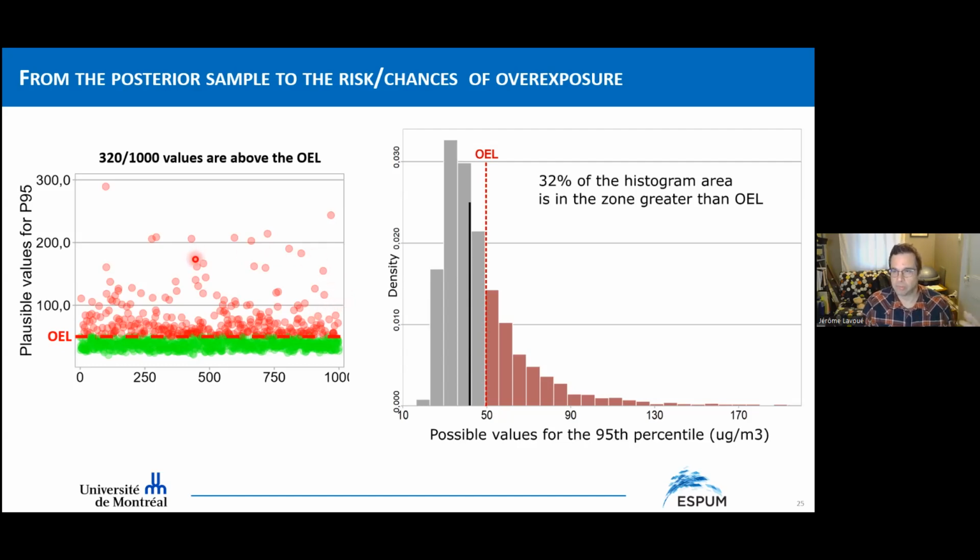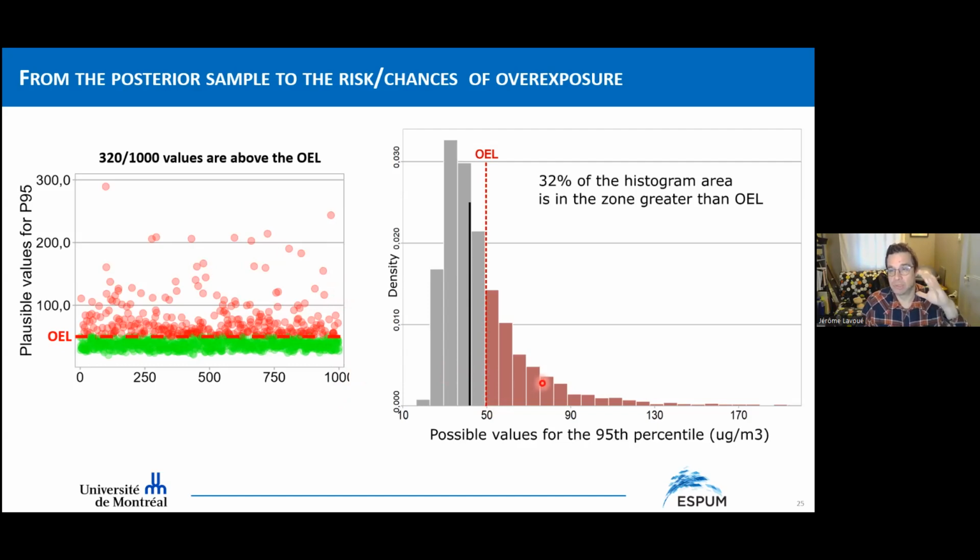32% of the plausible values are above the OEL. This means that basically the chances that I have an overexposure problem are 32%. So no point estimate, no upper confidence limit, no 70, no 95. You just take directly the probability that you have a problem. And I hope that you agree with me that this renders the communication of risk much easier.